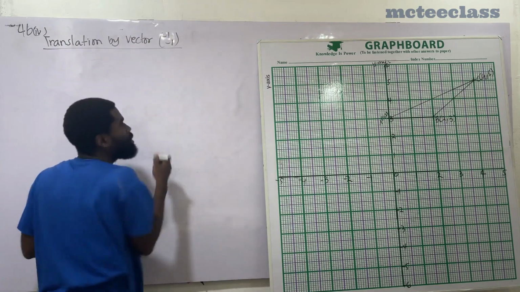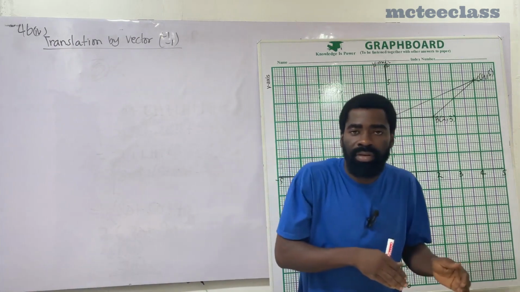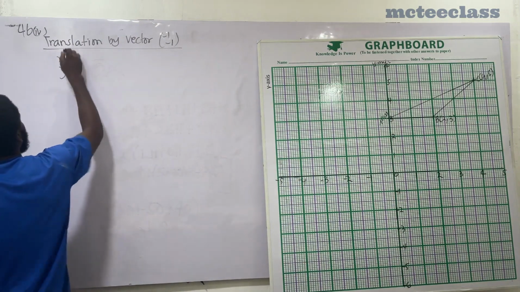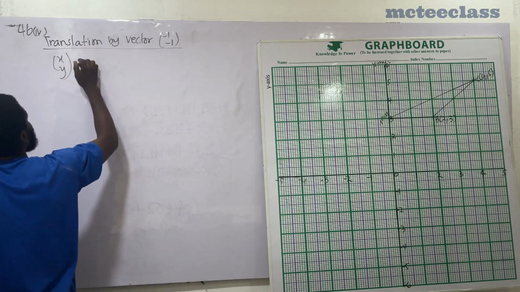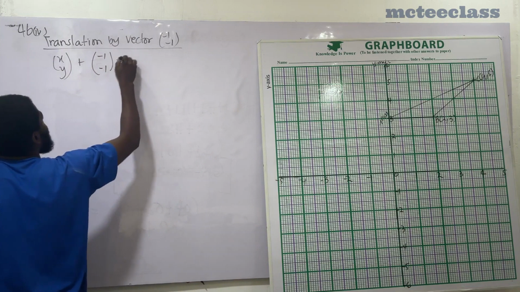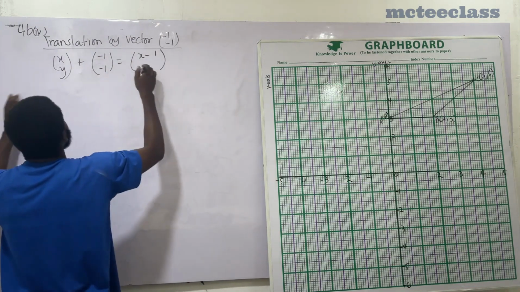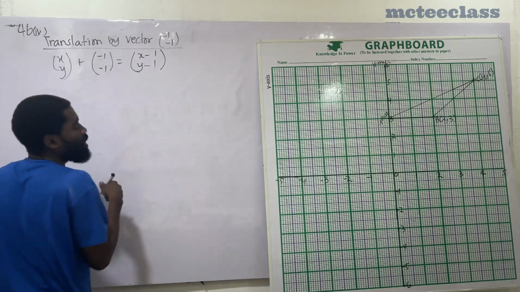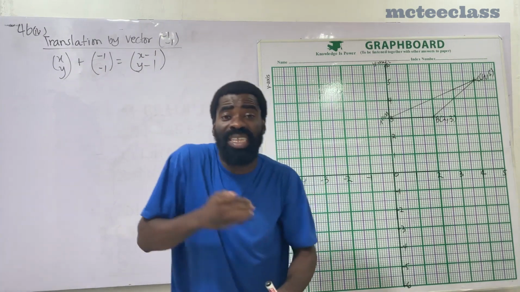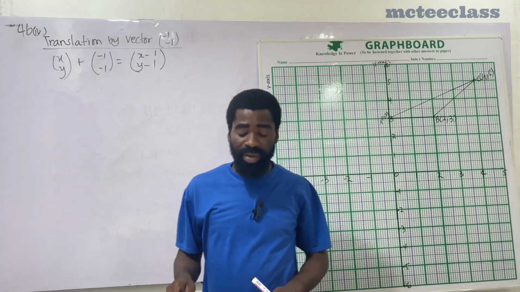Now, anytime you are translating by a vector, it means you add the vector to your point. So if my point is x, y, then I'm going to add my translation vector -1, -1 to this, and applying the vector, I'll get x minus 1, then y minus what? 1. So this is what I'm going to do. I'm going to add the vector to each of the points given to me. If you are translating, it's just addition of the vector to the coordinates.